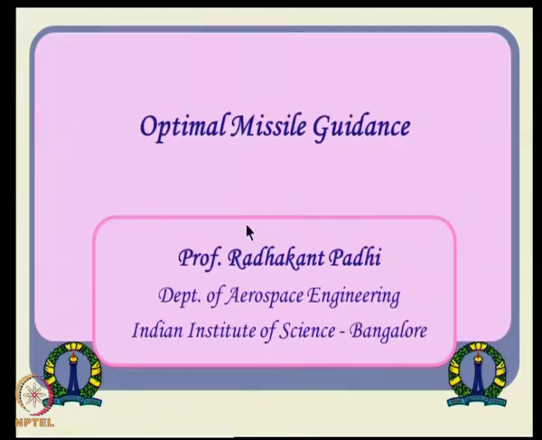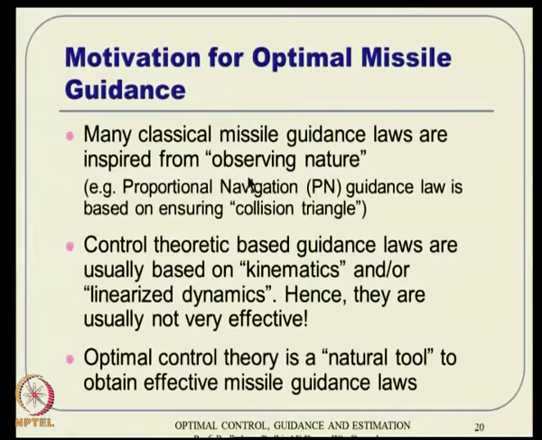Alright, let us move on to optimal missile guidance. How do you formulate that? Many classical missile guidance laws are inspired by observing nature, something like PN guidance. Then there are control theoretic guidance laws that are usually based on kinematics and linearized dynamics, and that is what we are more interested in this lecture: optimal control theoretic guidance laws based on the kinematics of the engagement.